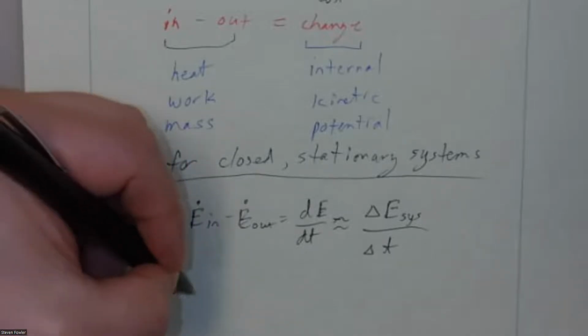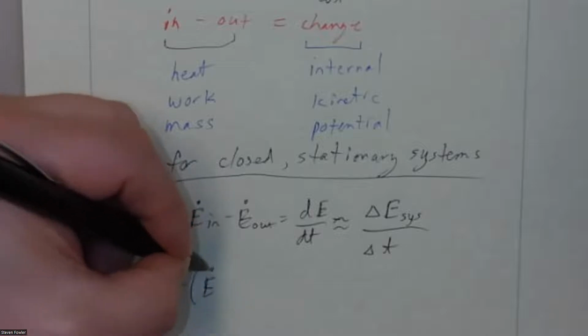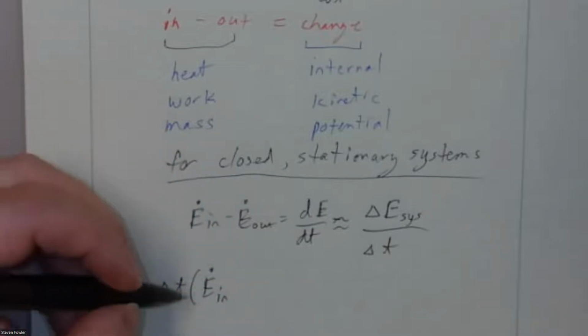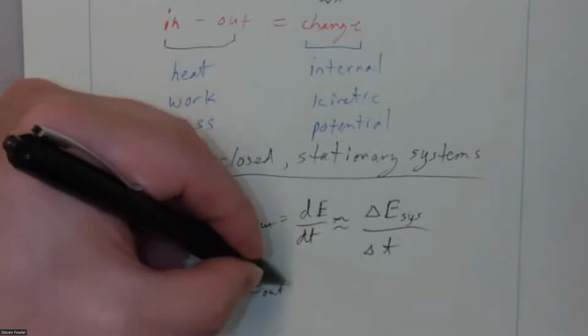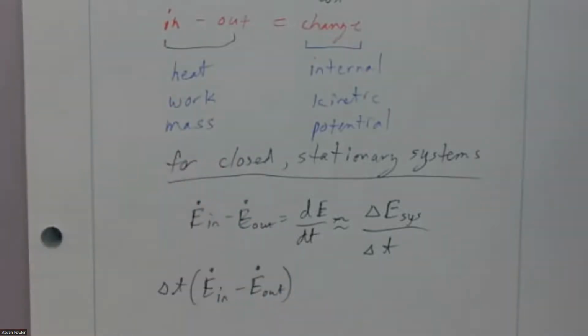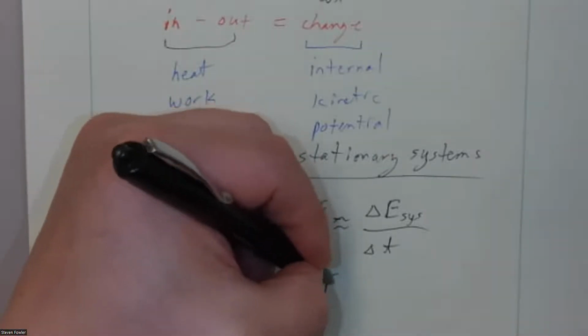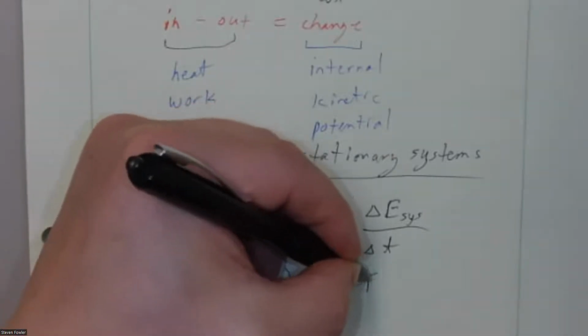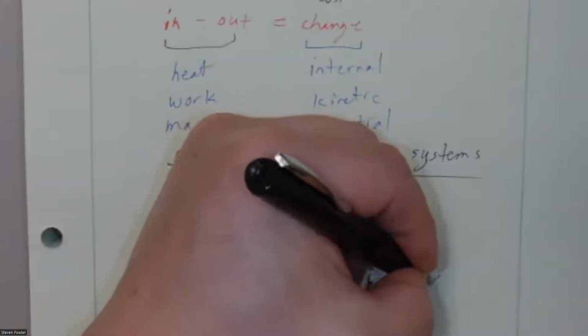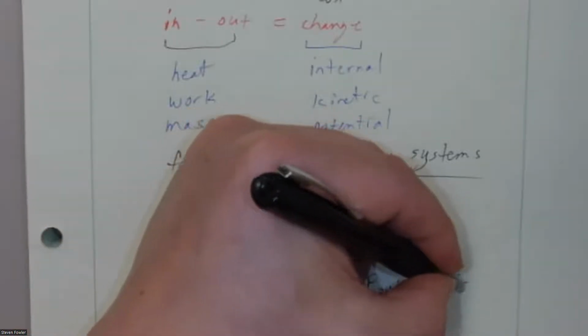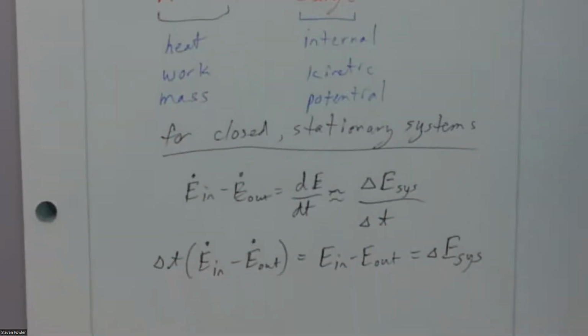So if I move delta t over here, and if I take the amount of time over which this occurs, multiply that by the rate of energy transfer, now I'm looking at time multiplied by rate. Well, that gives me total amount. So really what I've got here is the total amount of energy in minus the total amount of energy out is now equal to the total energy change for my system.